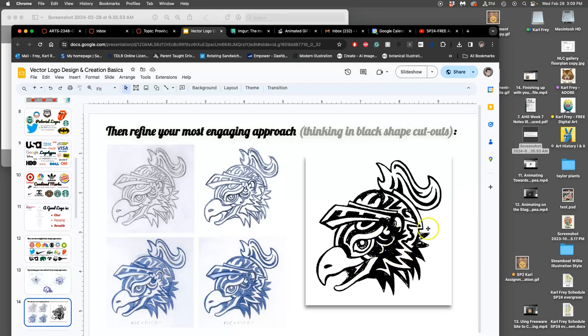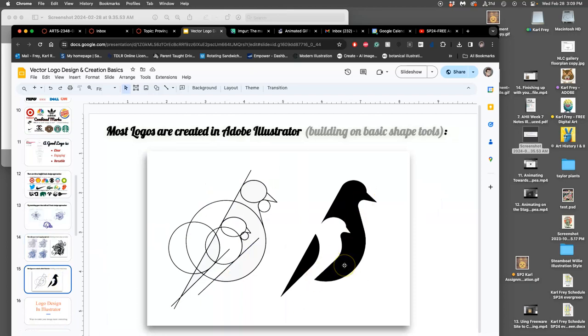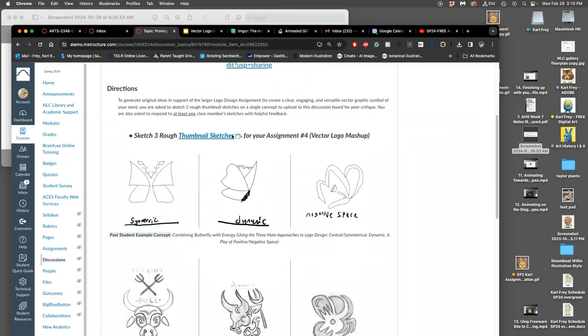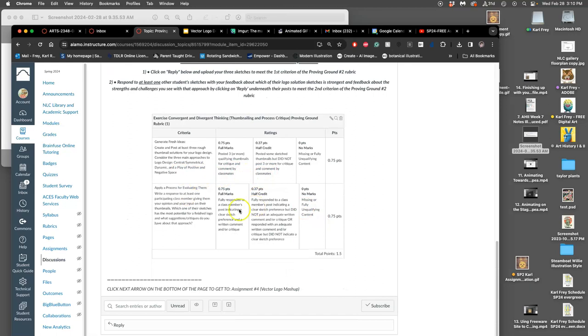So in this example, I chose my dynamic and refined it as a sketch that then, this is still just all sketching, then I can use vector software to make really clean as a finished logo. So we have some time for this, but our proving ground is due by next class. So this was for this idea, right? Of forking bull, you know, barbecue, central symmetrical, dynamic, play with positive and negative space. It can get pretty abstracted here where I have a fork as positive space making a bull in the negative space. This is the rubric for that proving ground.